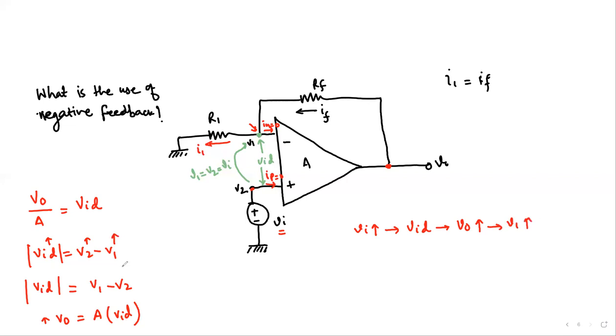If V1 goes up, VID will try to come down. V1 will increase in the same proportion as V2 has increased, so that the aim is VID going to 0. This action is called degenerative or negative feedback. This feedback is trying to force or keep VID always at 0. The difference between these two nodes, V1 and V2, is maintained at 0 voltage.